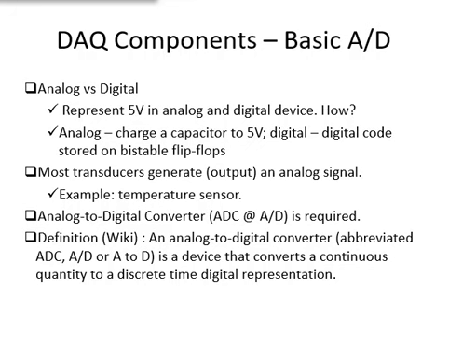If we are trying to represent a value of 5 volt in an analog device, we could, for example, charge a capacitor to 5 volt. In a digital device, 5 volt will be represented by a digital code, a digital binary number such as 0101, which is stored on a bistable flip-flop. The actual digital coding scheme used to represent an analog voltage is well defined in a particular situation, but it's not universal. Most transducers generate an analog output signal.